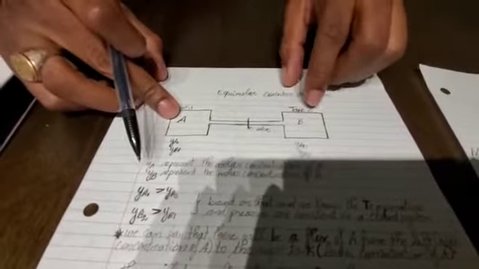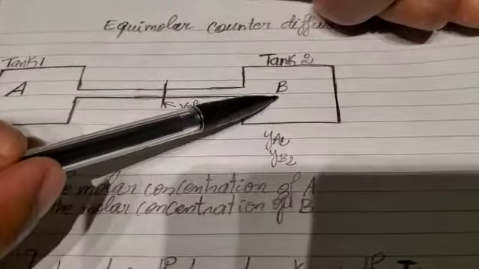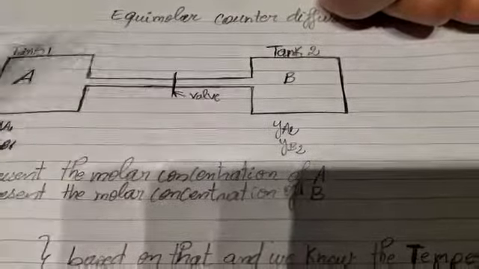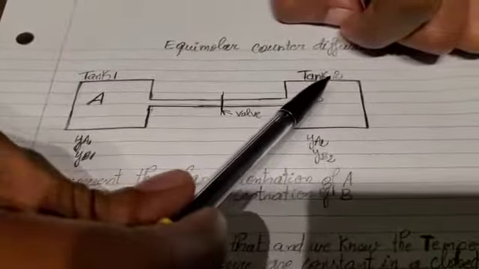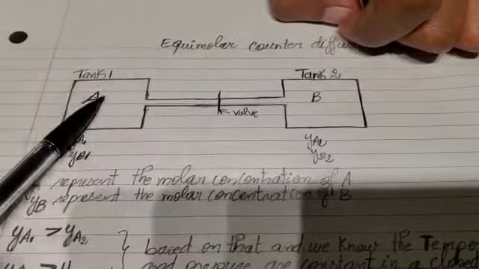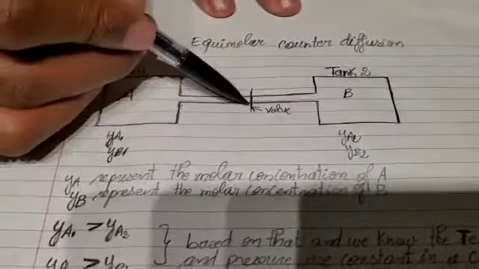We have two tanks, tank 1 and tank 2. In tank 1, we have species A, and in tank 2, we have species B, with different concentrations. In tank 1, the concentration of A is higher; the concentration of A in tank 2 is lower than in tank 1. The concentration of B in tank 2 is higher than the concentration of B in tank 1. They are both separated by a valve here.